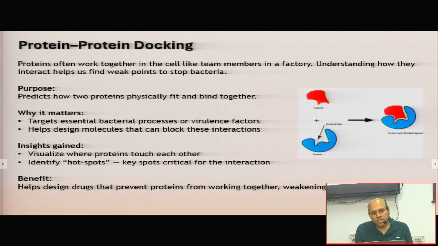So, design molecules that can block these interactions, you know, and then insights are gained as a result of that. We visualize where proteins touch each other, identify hotspots that are critical for interaction, any active sites that are there, for example. And it helps design drugs that prevent proteins from working together, weakening the bacteria, and when bacteria become weak, you can kill them basically.